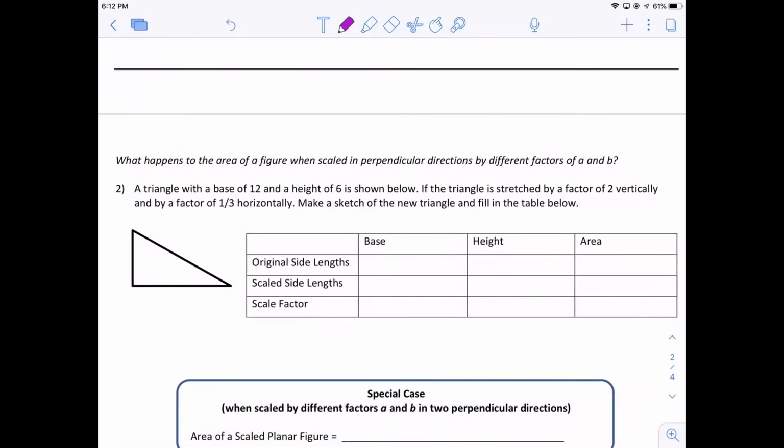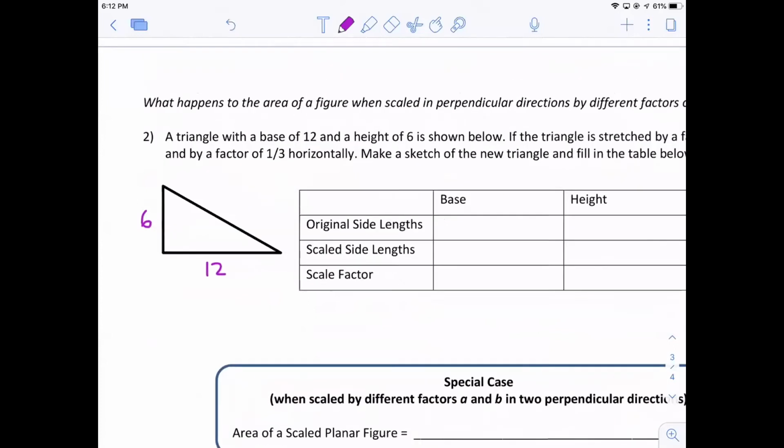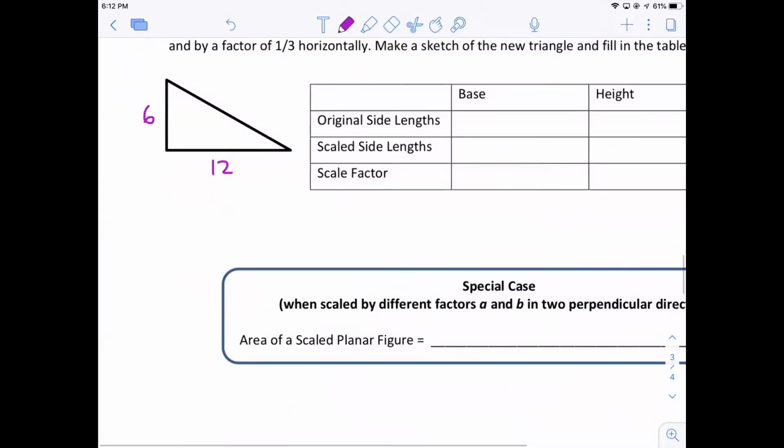So a triangle with a base of 12 and a height of 6 is shown below. So you got a base of 12 and a height of 6. If the triangle is stretched by a factor of 2 vertically and by a factor of 1/3 horizontally, make a sketch of the new triangle and fill in the table below.